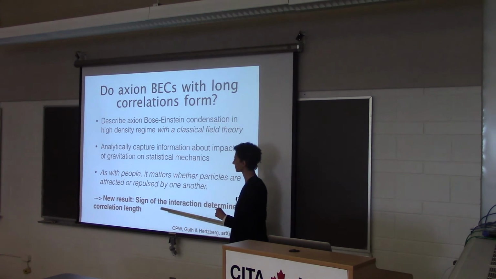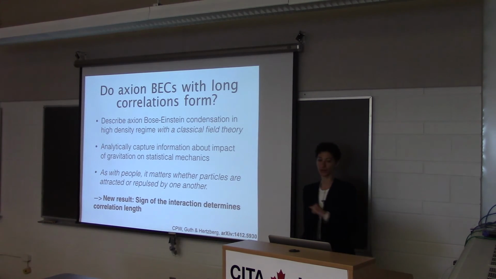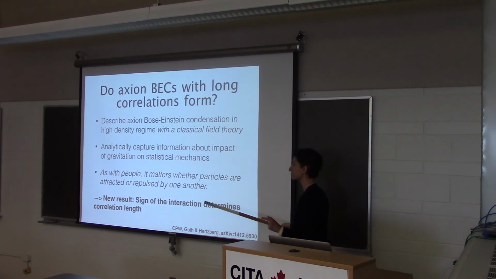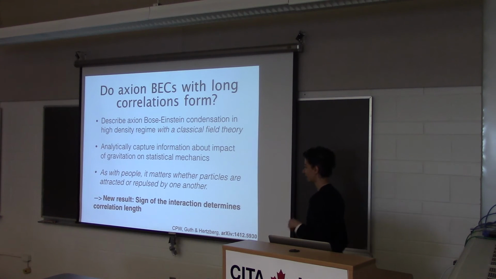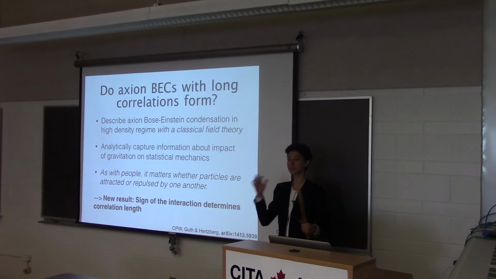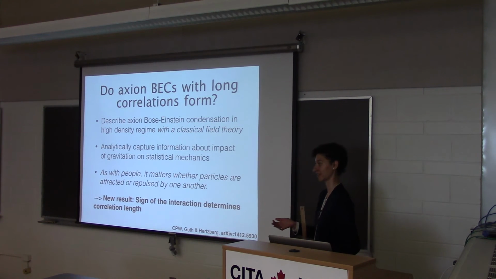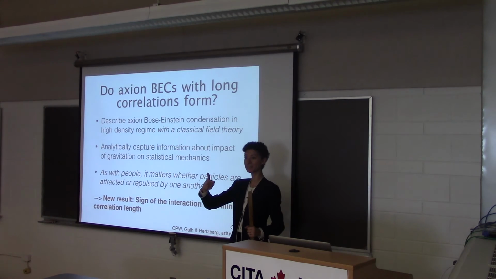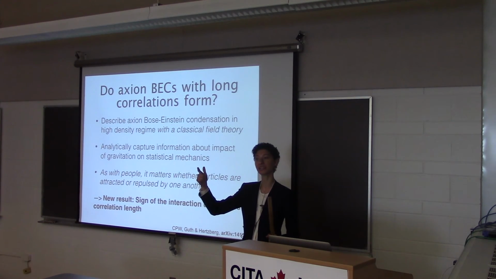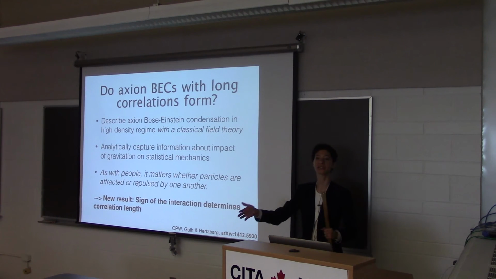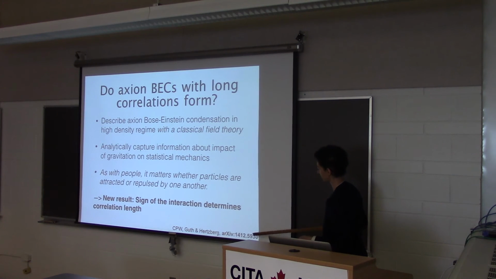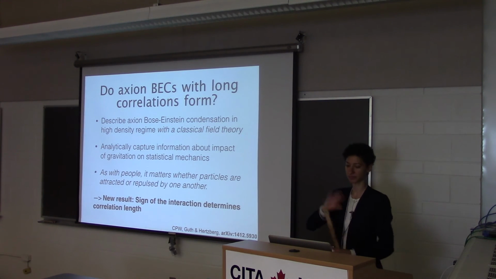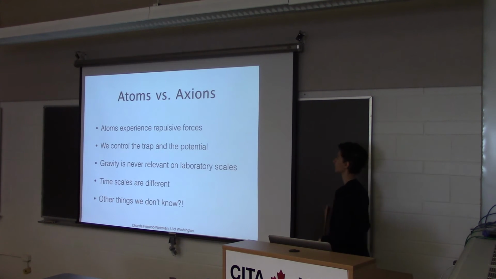So what we realized, and this is a way of putting it to help you remember, is that as with people, it matters whether particles are attracted or repulsed by one another. So that's your takeaway from this section of the talk. A more technical way of putting it is that the sign of the interaction is going to determine the correlation length. So it depends on whether you're talking about the Axion, and whether you're talking about gravitation or some kind of repulsive interaction. And so this is in our paper. There's also a PRD version, but they're identical.